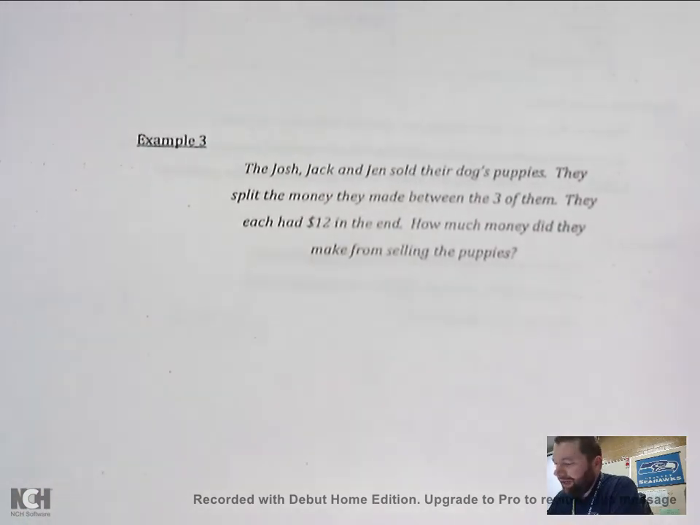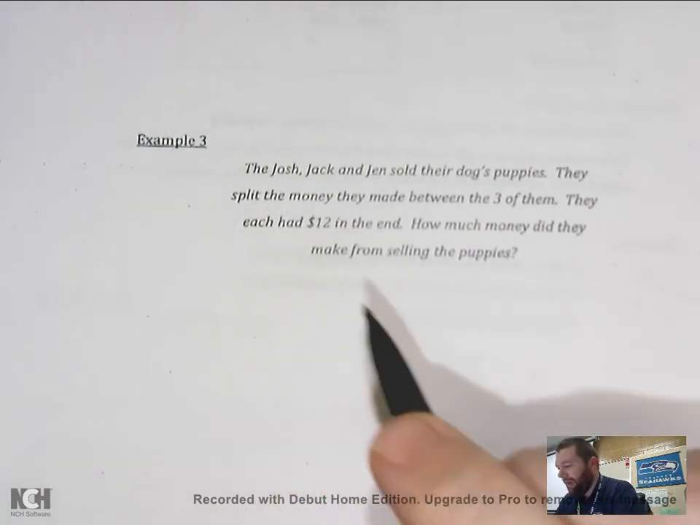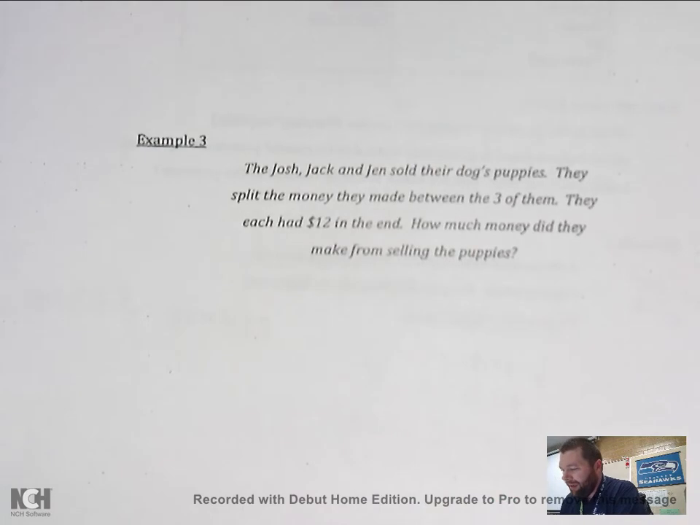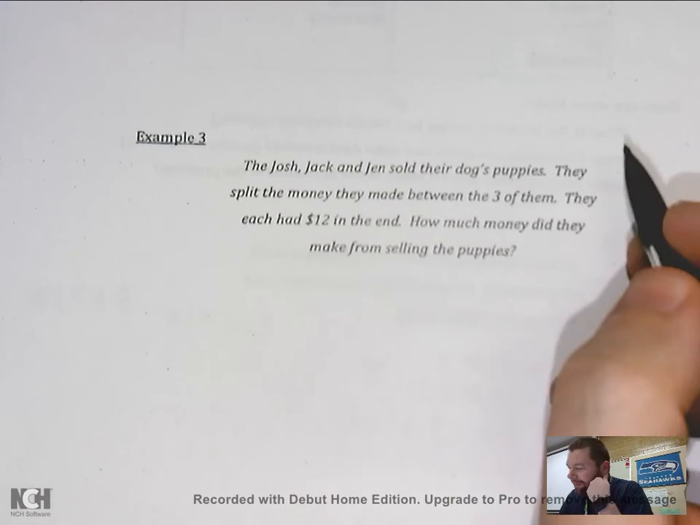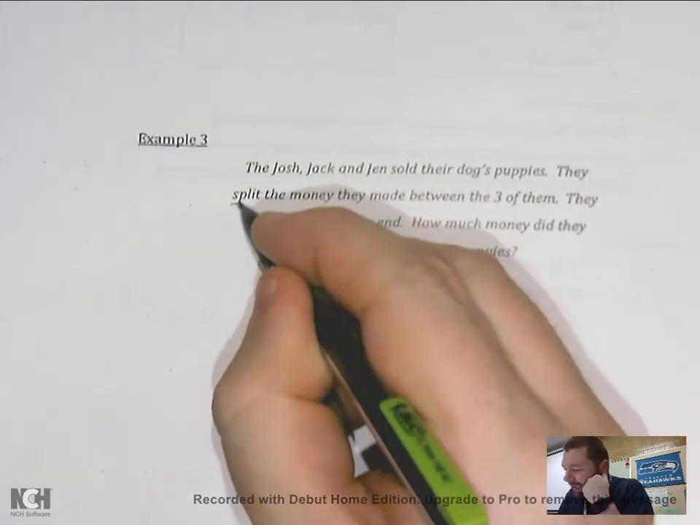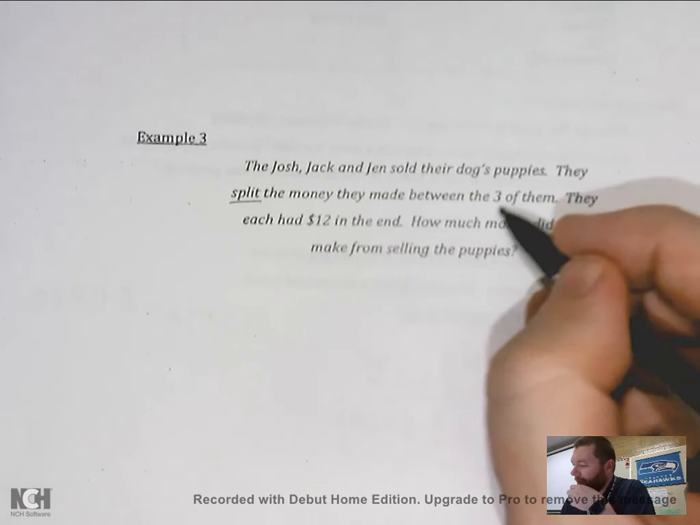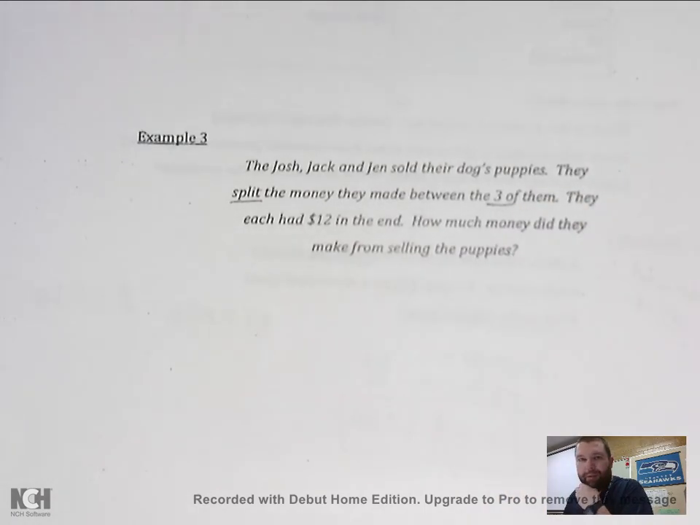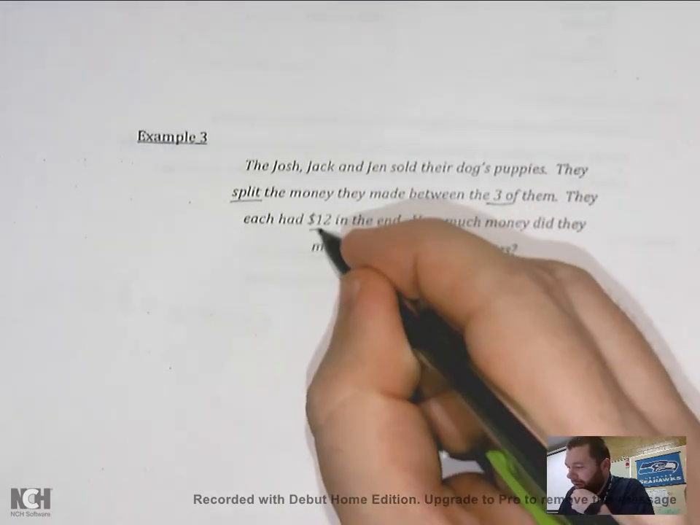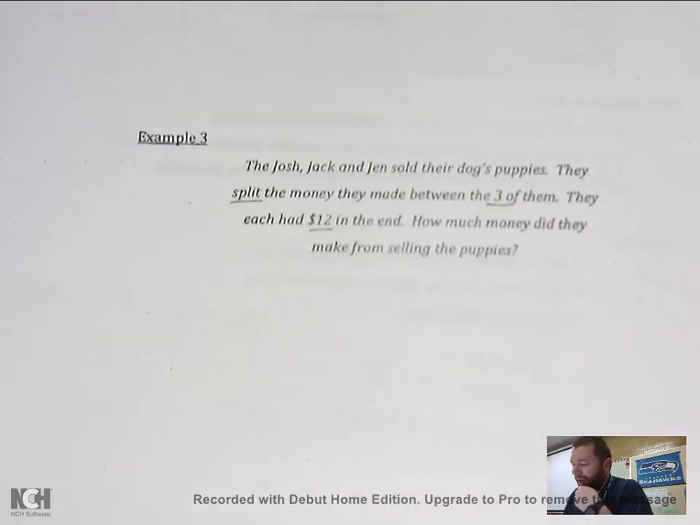So Josh, Jack, and Jen sold their dog's puppies. They split the money they made between the three of them. They each had $12 in the end. How much money did they make from selling the puppies? So let's look for important information. First of all, they split, and that's something that was in the vocab section, right? Split means divide, between three of them. So there were 3 people that it got divided between. They each had $12 in the end. How much money did they make from selling the puppies?